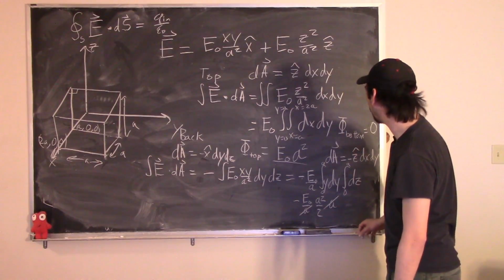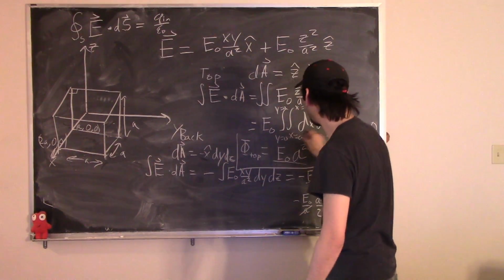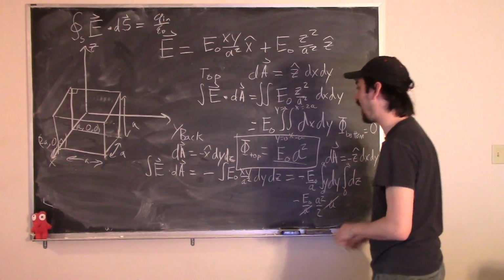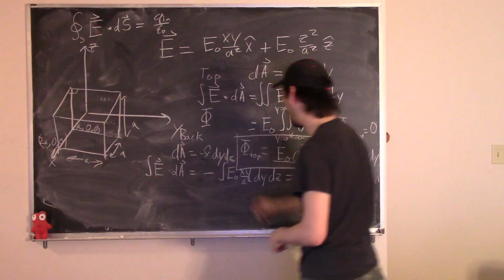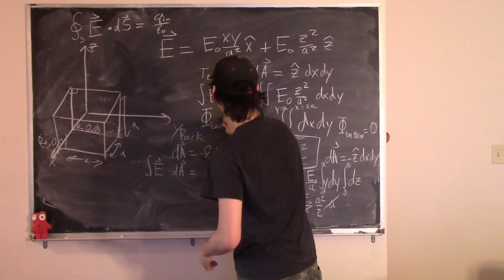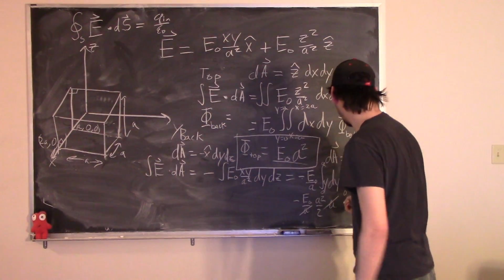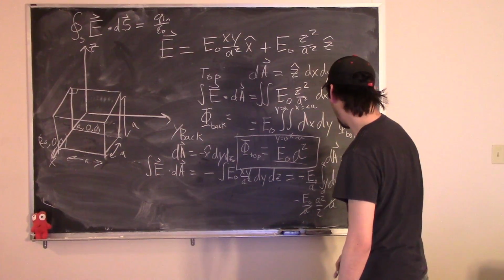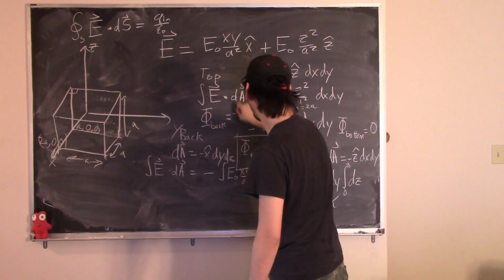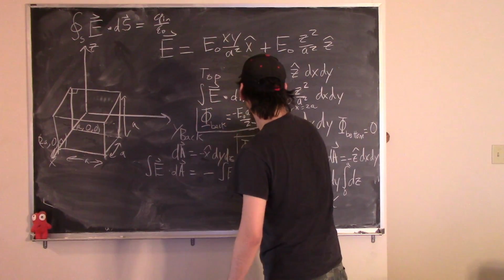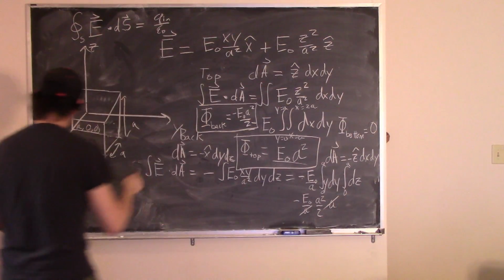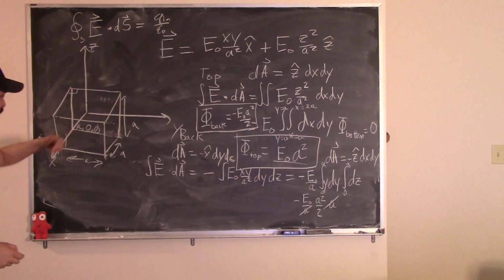And so that says, let me put some boxes around some of the important information here. So for the back, and I'm running out of space to write here, phi for the back is just going to be equal to minus E0 a squared over 2. Okay? Now, the last one we need to do here is the front face.